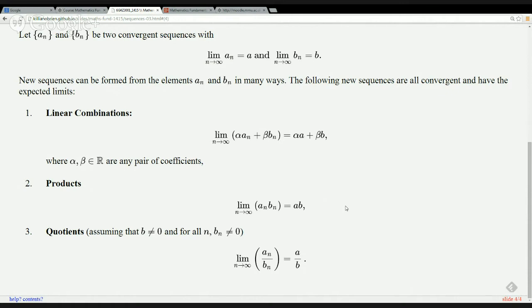And the tool that we're going to use to prove these is our formal definition of convergence. Okay. So without further ado, let's go in.